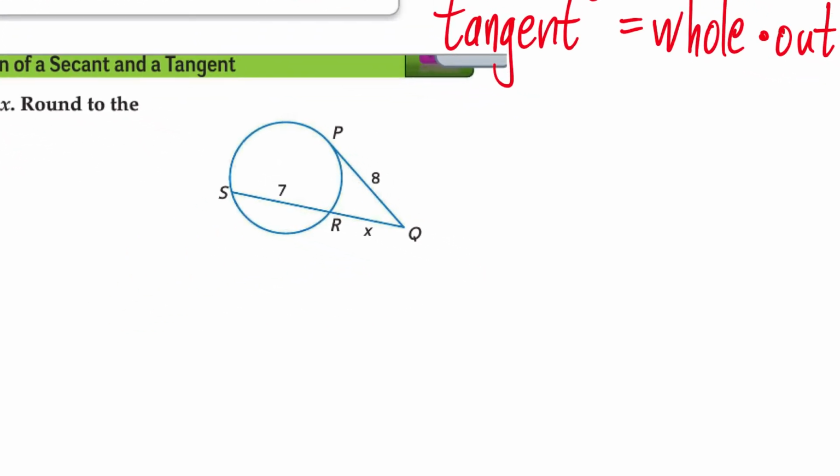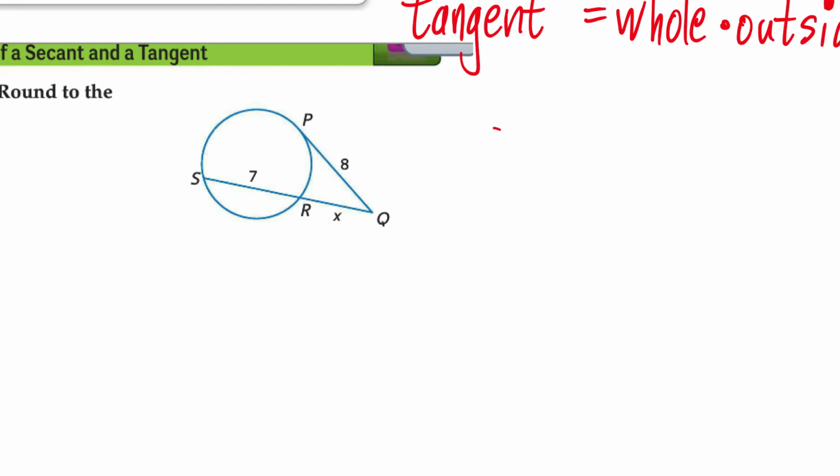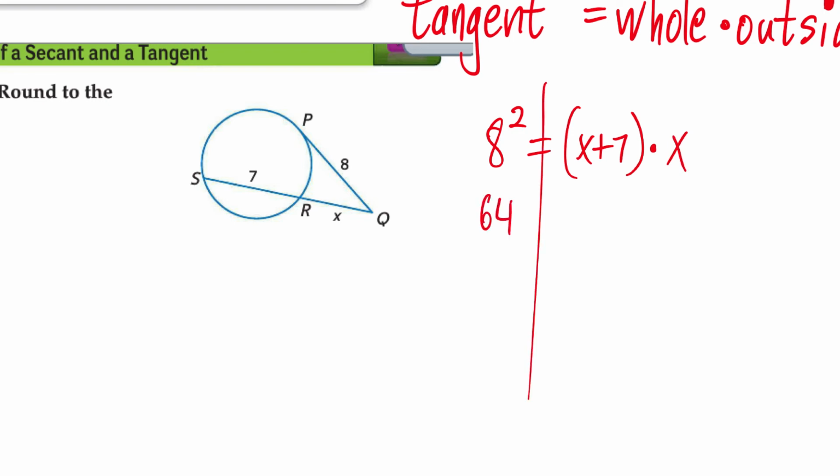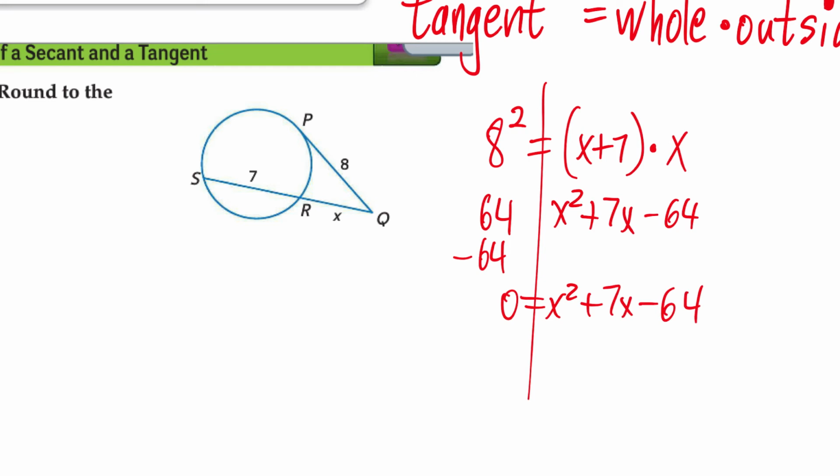So on this one, how long is the tangent piece? 8. Squared. So we have 8 squared equals, how long is the whole thing on the secant part? 7 plus x. Yeah, x plus 7 times the outside piece, which is x. So we get 64 equals x squared plus 7x. So I'm not going to be able to cancel out the x squared, so I'm going to subtract 64 from both sides. 0 equals x squared plus 7x minus 64. All right, let's graph that.